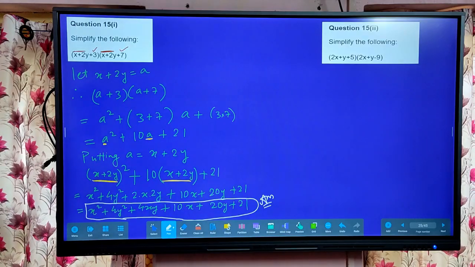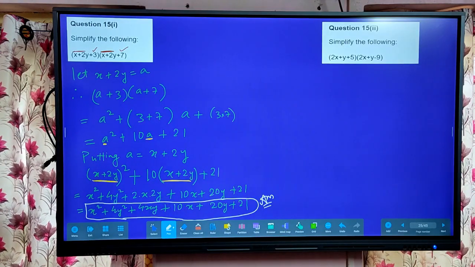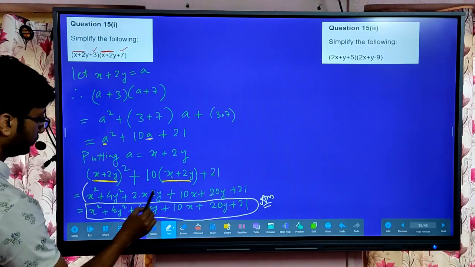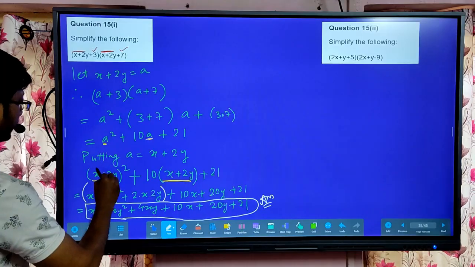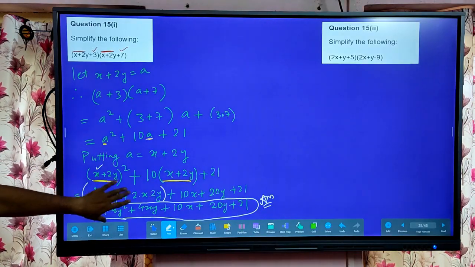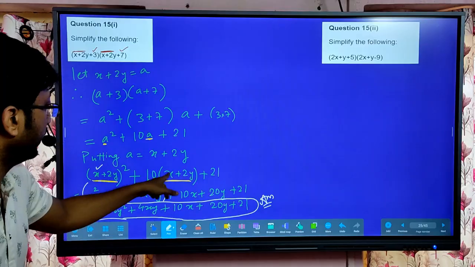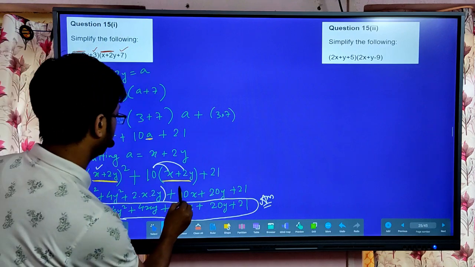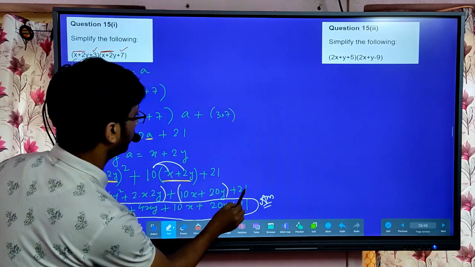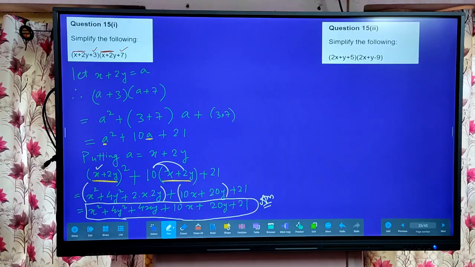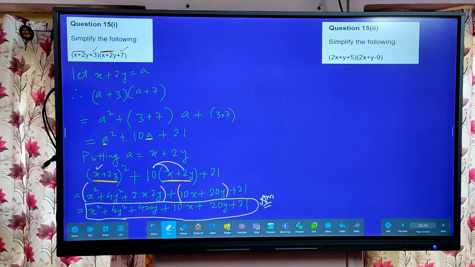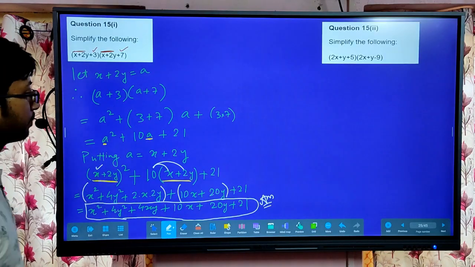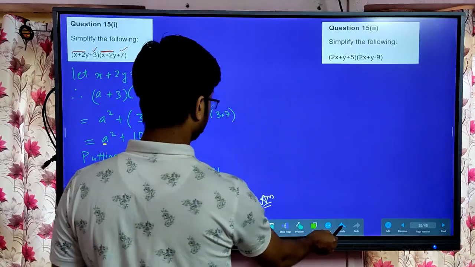This will be the answer. Up to this portion is the expansion of this, okay? From here up to here, this is the expansion of this. Then this portion is 10 into x, 10x, 10 into 2y, 20y, and then 21 is there. Don't put brackets, I have put them just to make you understand, okay? A plus b whole square is a square plus b square plus 2ab, okay? So I will remove this.